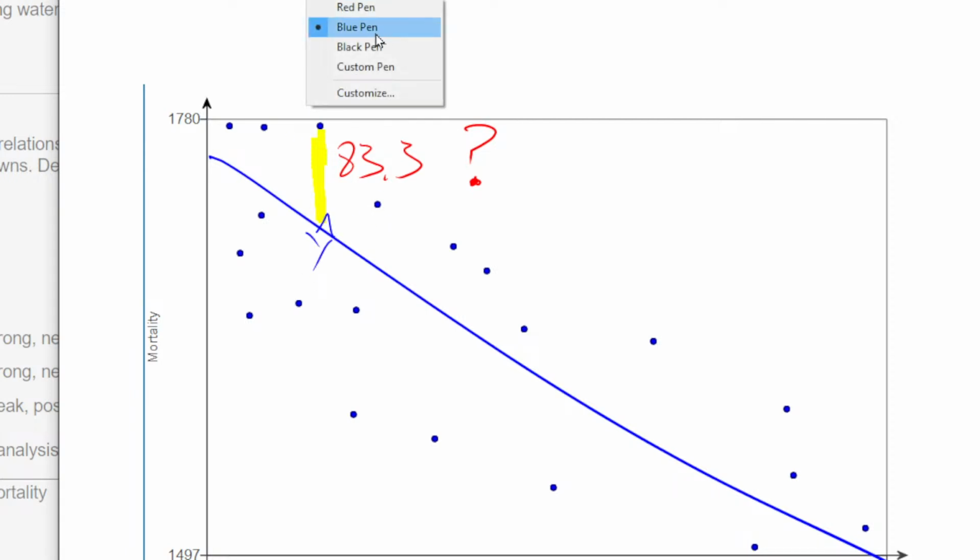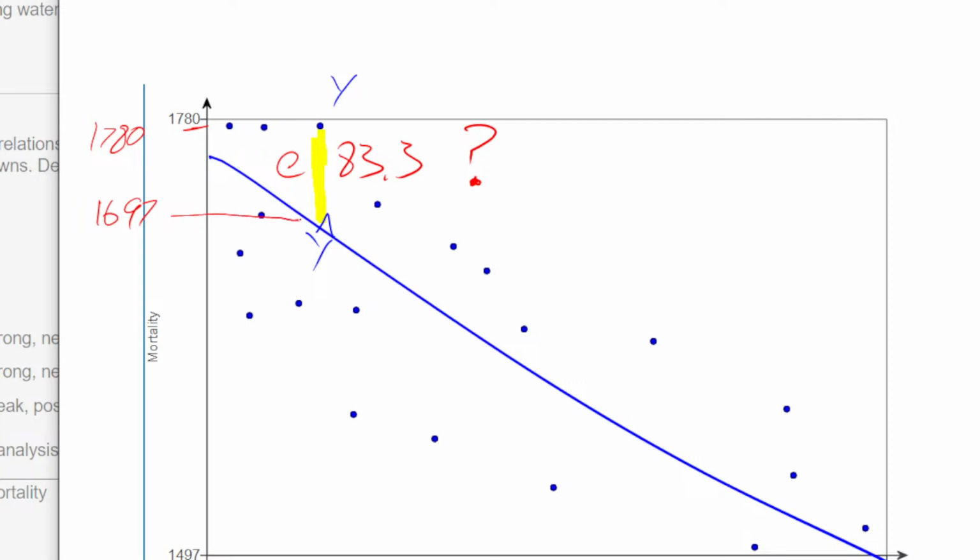So the residual is 83.3. So the town's actual mortality rate, maybe it's up here at 170, 180, and this would be like 169.7 right there. The actual was higher than we predicted it to be. It was 83.3. The town's actual mortality rate, because that's what we're looking at on the Y scale right here, was 83.3 higher.